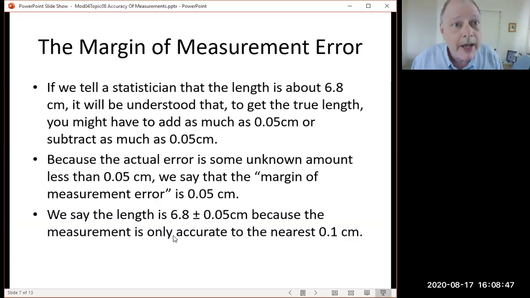And if I asked you, how accurate is this measurement? You would say, it's accurate to the nearest 0.1 centimeters, if all you have to go on is just how many digits were written down. Now, sometimes somebody might write down 6.8 centimeters and then make a note and say plus or minus half a millimeter, and that's how accurate it is. But if they don't say anything else, the assumption is that it's plus or minus 0.05, because whatever the true number was, it just rounded to 6.8.